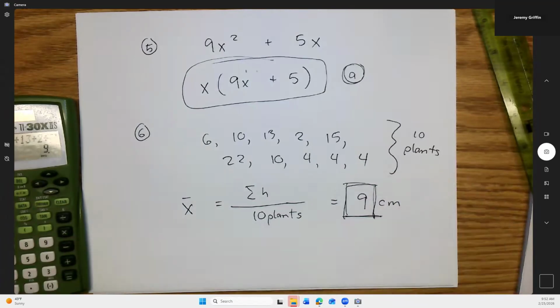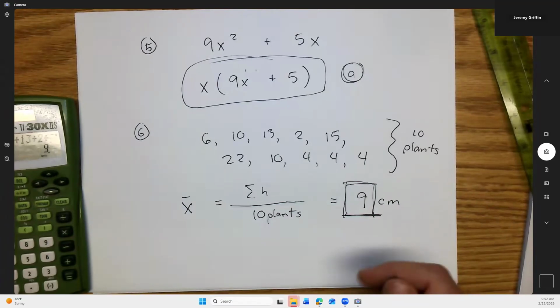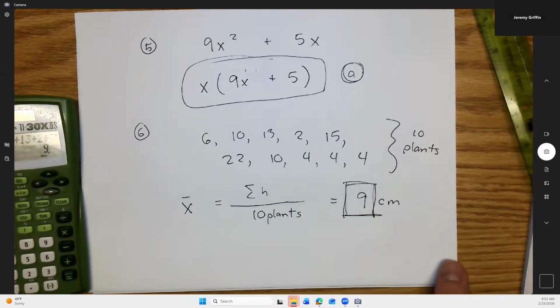Let me make sure the answer is 9. Yeah, the answer is 9. So they just wanted you to write the number 9. All right, you guys got number 6. The answer is 9. Yes.